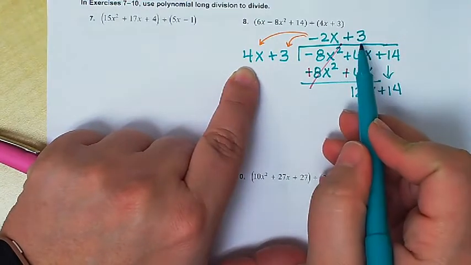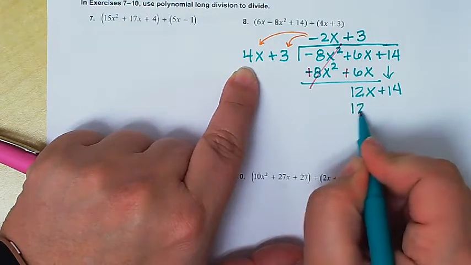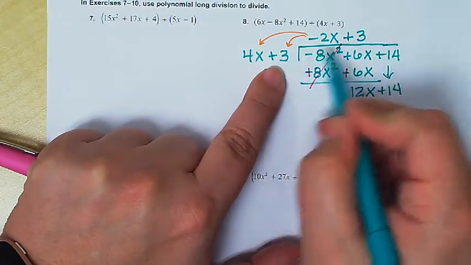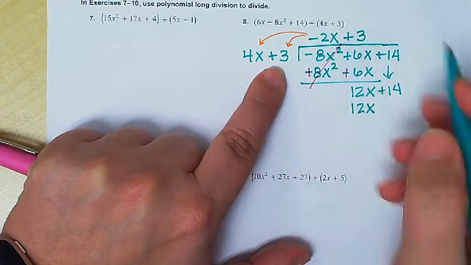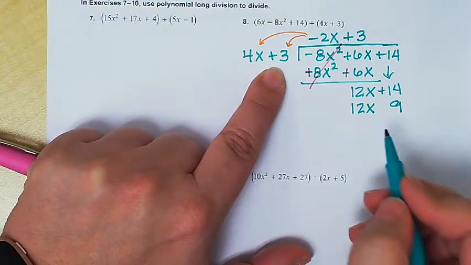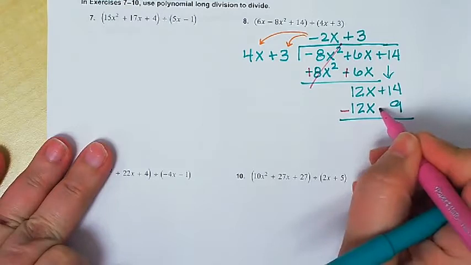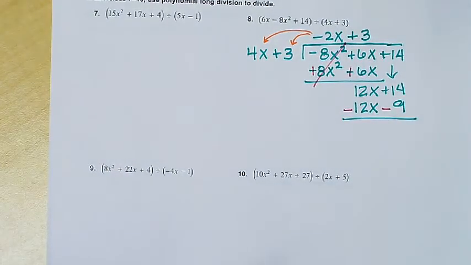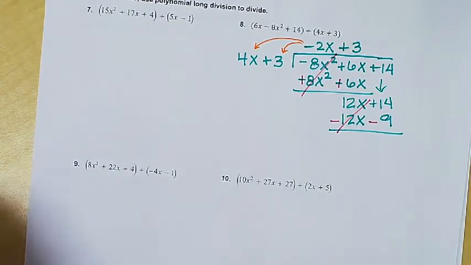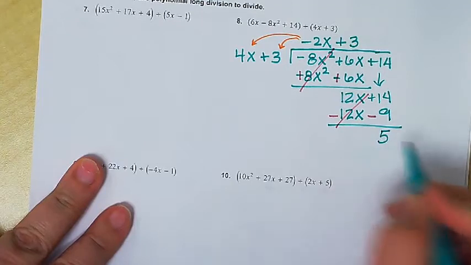Okay, so if I multiply 3 times 4x, I do indeed get 12x. But I also have to make sure I do 3 times 3, right? I got to distribute it. So 3 times 3 is going to give us a positive 9. Okay, drop my line, change my signs because I'm subtracting, and combine straight down. These guys will cancel. Again, that's another good sign. And here, positive 14 and negative 9 leaves me with a 5.